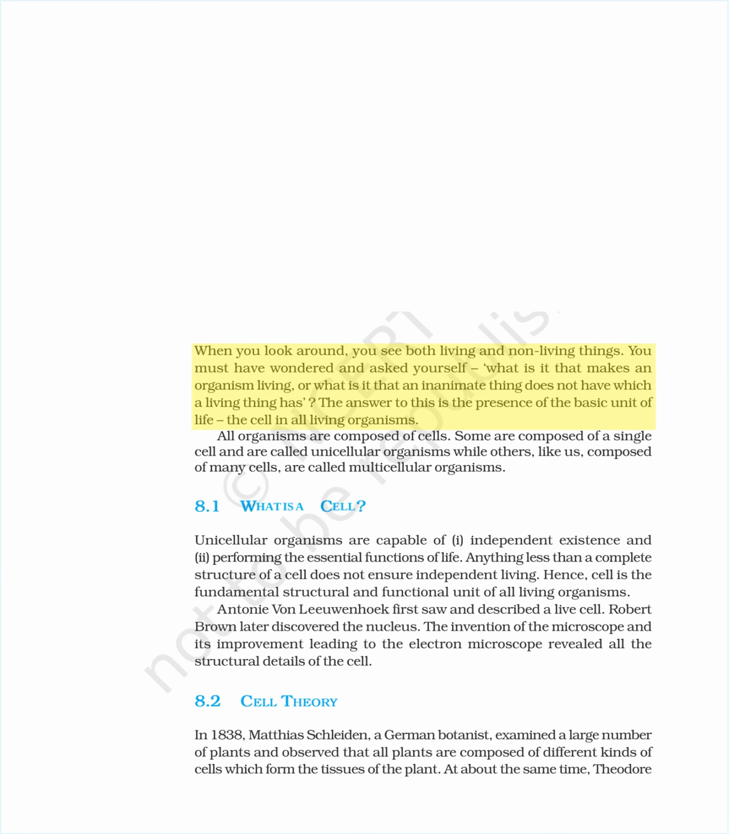When you look around, you see both living and non-living things. You must have wondered and asked yourself, what is it that makes an organism living, or what is it that an inanimate thing does not have which a living thing has? The answer to this is the presence of the basic unit of life, the cell, in all living organisms. All organisms are composed of cells. Some are composed of a single cell and are called unicellular organisms, while others, like us, composed of many cells, are called multicellular organisms.